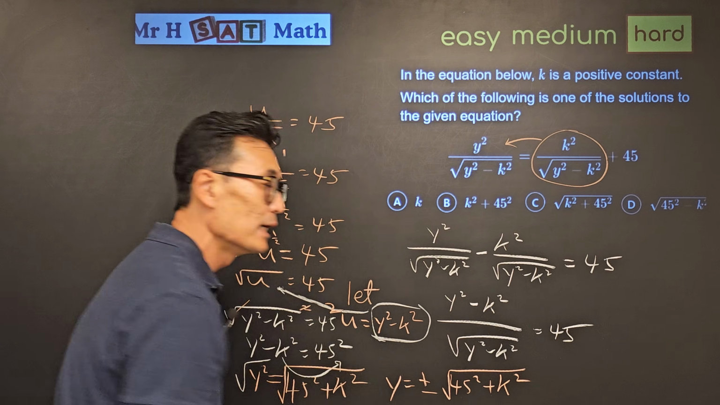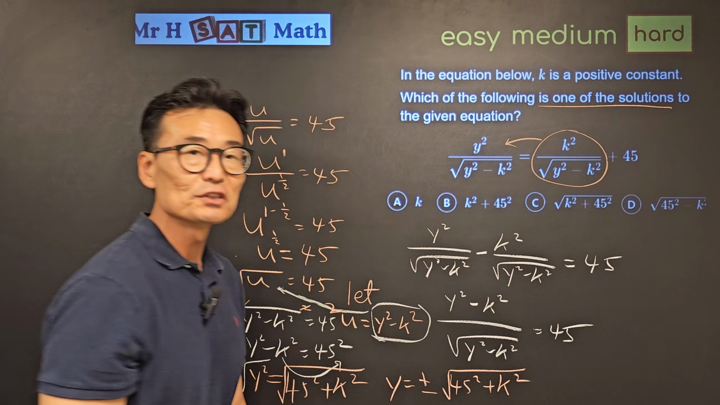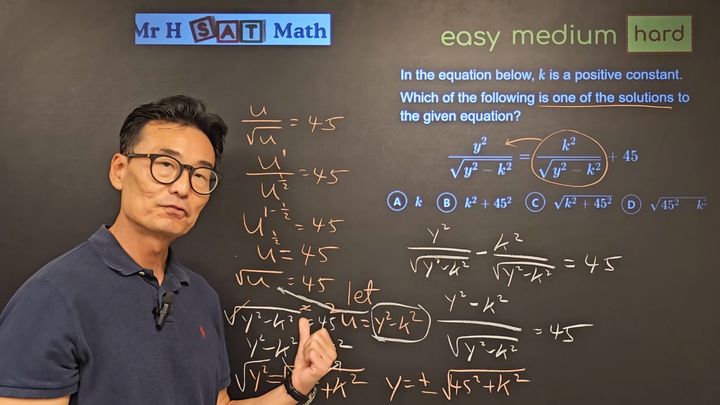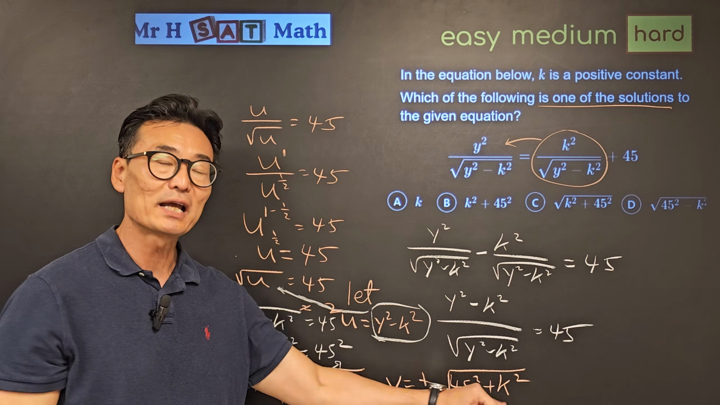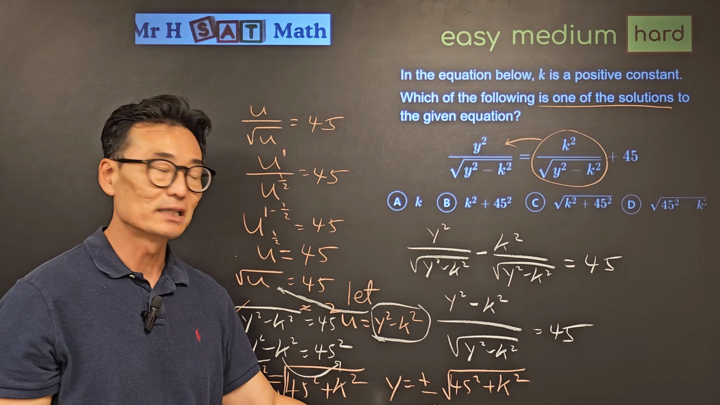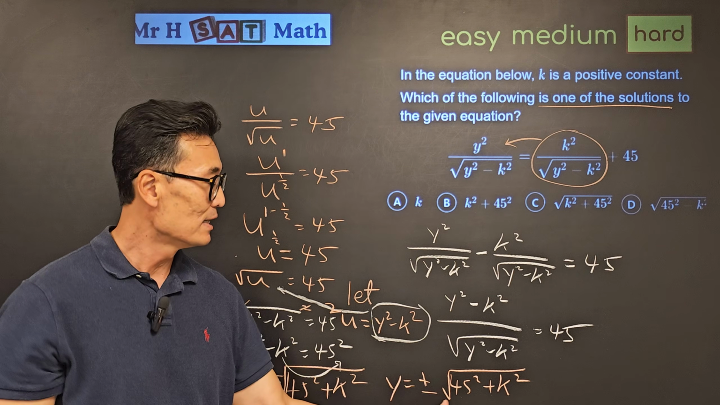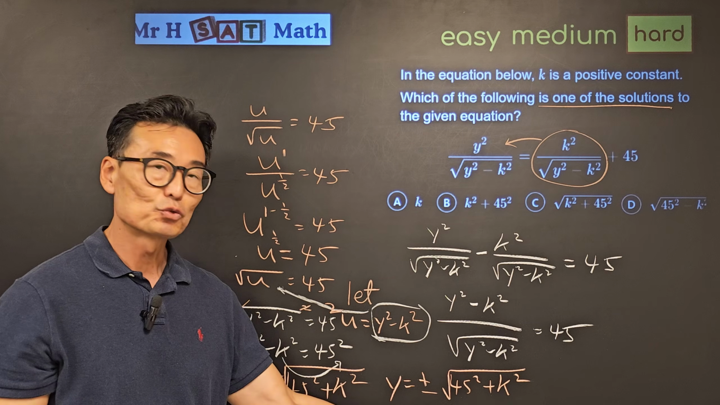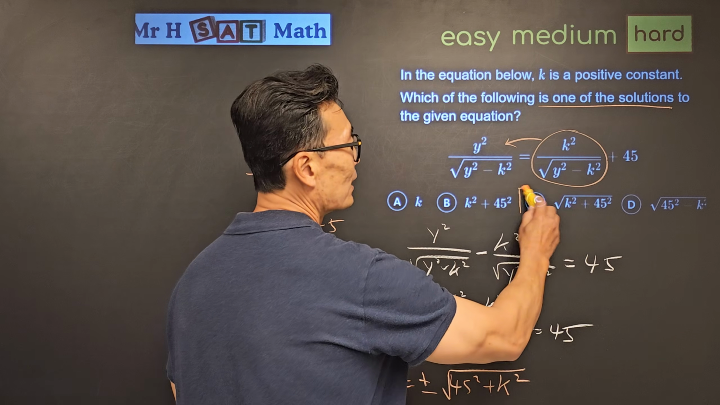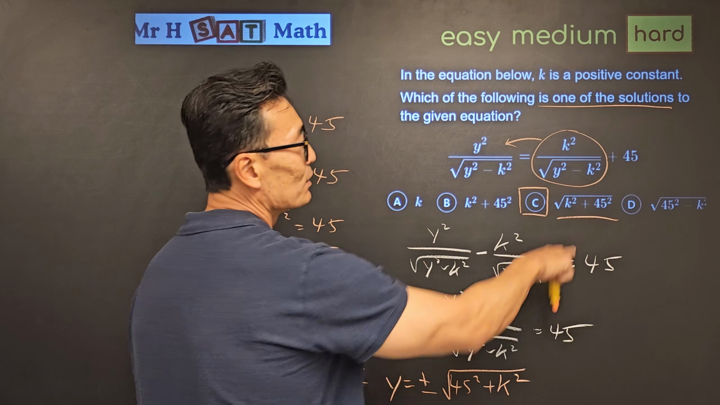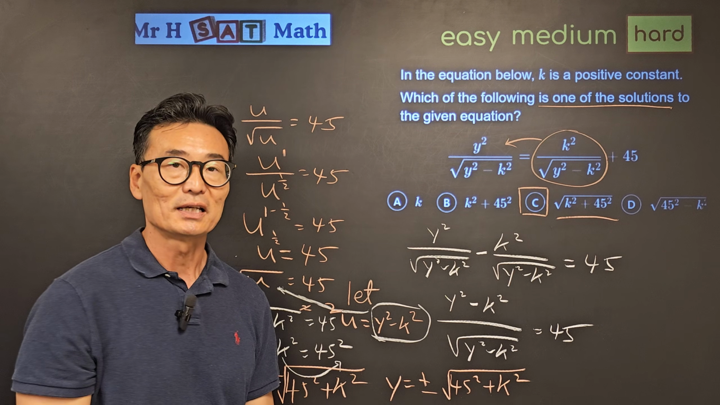The reason the question says they want one of the solutions is because we got two solutions for this equation. We have the positive square root of 45 squared plus k squared, and also the negative square root of 45 squared plus k squared. Let's take a look at the answer choices. Do we see either the plus or the minus square root of 45 squared plus k squared? Yes, we do. Right here, answer choice C, we see k squared plus 45 squared, which is the same as 45 squared plus k squared.